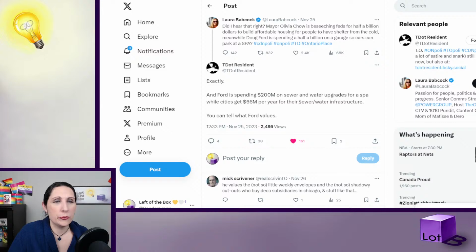Exactly, and Ford is spending $200 million on sewer and water upgrades for a spa, while cities get $66 million per year for their sewer water infrastructure. You can tell what Ford values. Because it's up to the province to work with the cities and help them out with that sort of thing, and that's what you get.